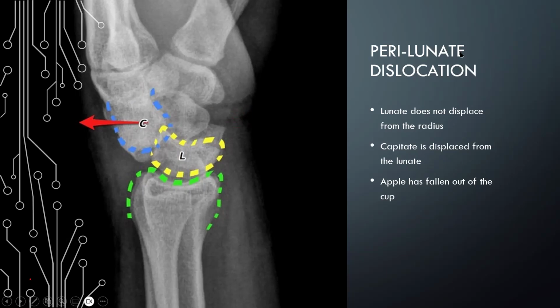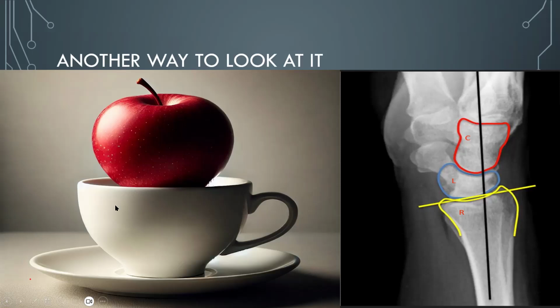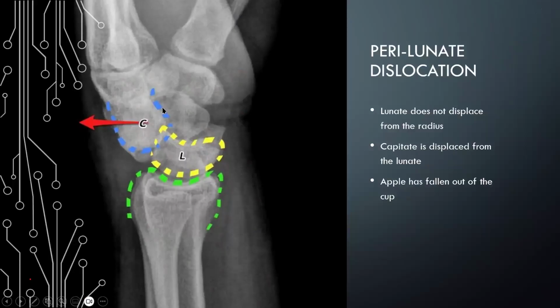So now we have something called a perilunate dislocation. What happens with a perilunate dislocation is that the lunate remains in contact with the radius. In other words, the cup is still in the saucer, but the apple has fallen out of the cup. Okay, just to go back to that. So the cup remains in the saucer. The apple has fallen out of the cup. Okay, so this should be quite easy to remember.